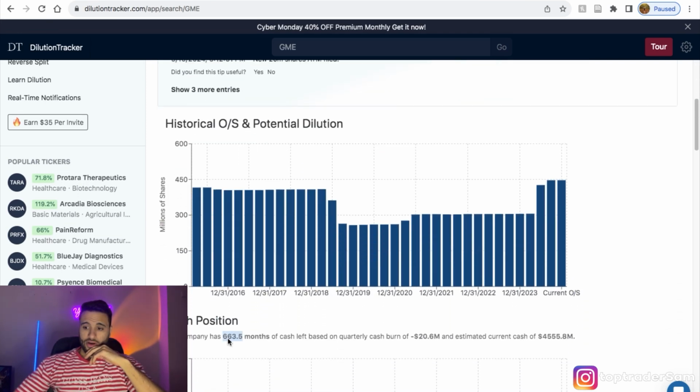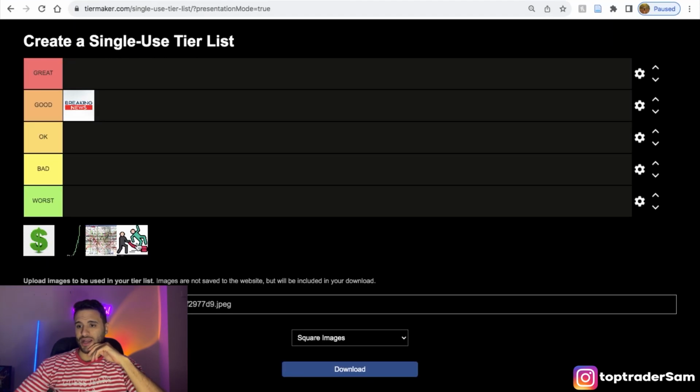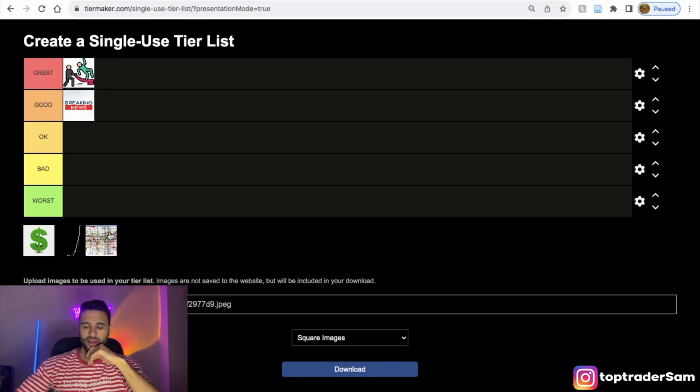The company has money, okay? The company has 663 months of cash left on hand, considering the last time they rug pulled their investors. So we're gonna put this as great. I don't think they're going to rug pull, okay? This time at least, not yet.